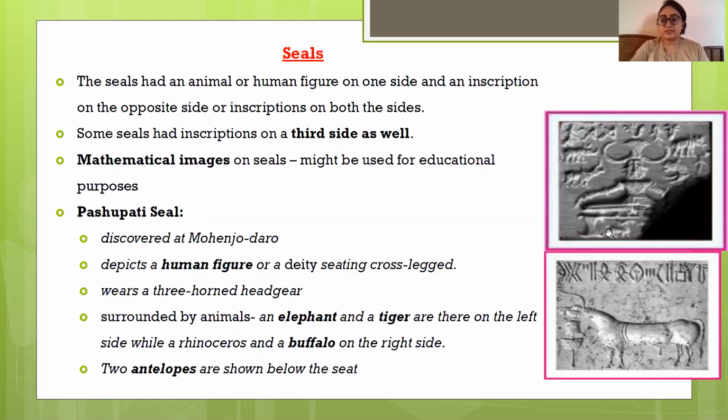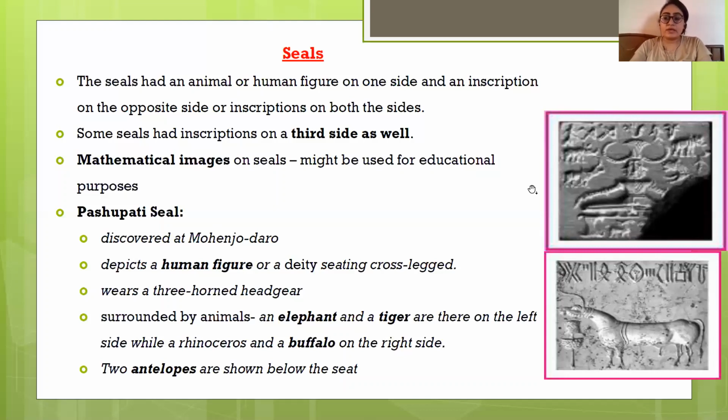Okay, this first picture is the Pashupati seal. Now, we need to understand the features of this Pashupati seal, which was discovered at Mohenjo-daro. What does it depict? It depicts a human figure or a deity who is sitting cross-legged. You can see here, he is sitting cross-legged. He is a human figure or a deity.